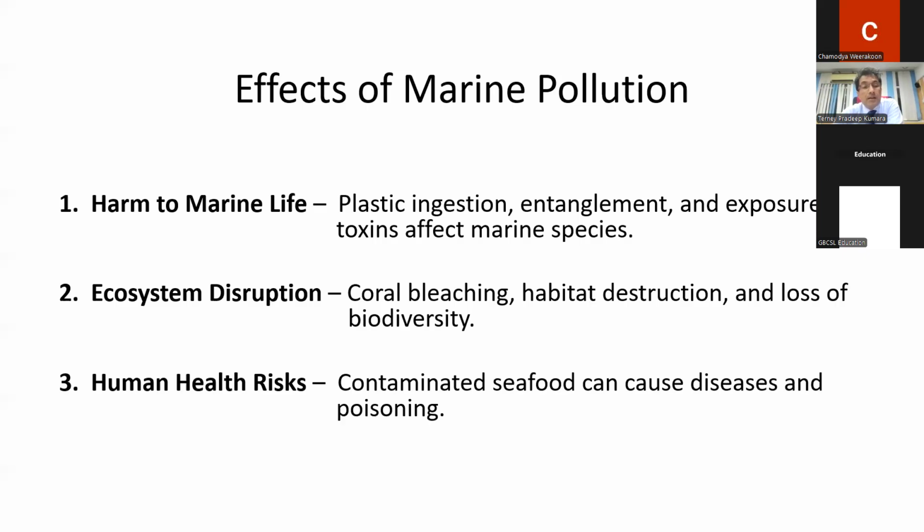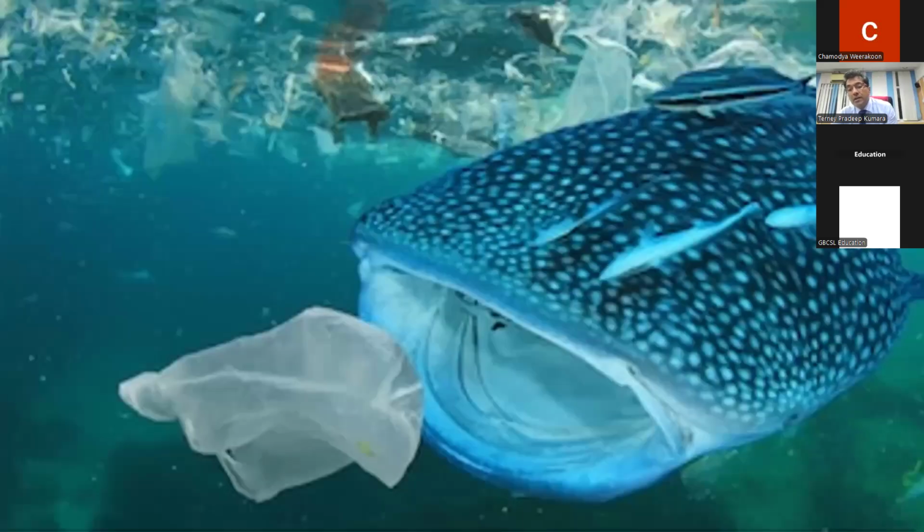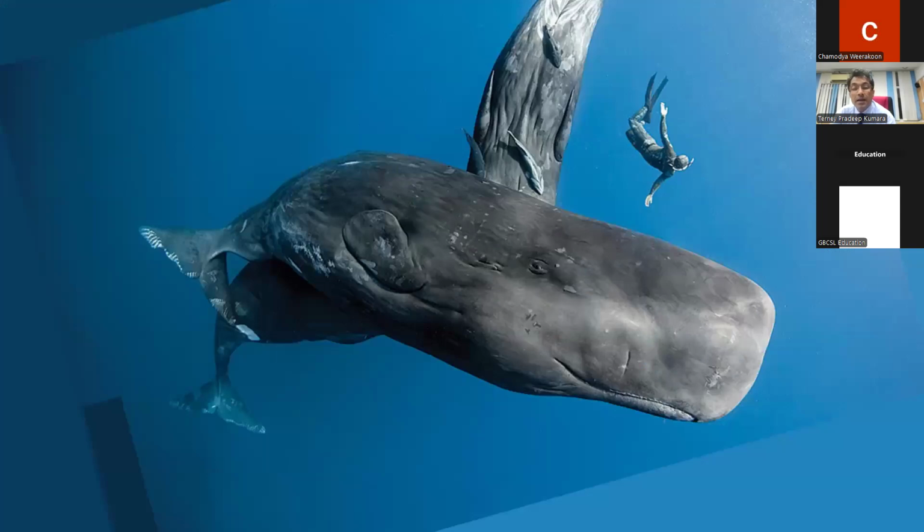So it harms marine life. It causes changes in ecosystems, right? Ecosystem disruption. Human health risks, right? You can see here, this is a whale shark. Rhincodon typus, a whale shark, is a filter feeder. And again, this is a sperm whale, right?